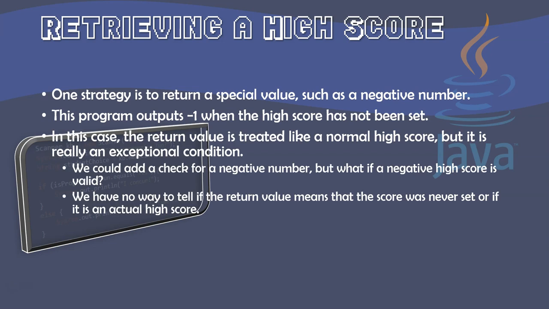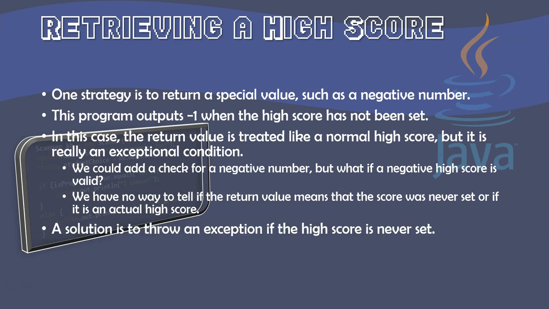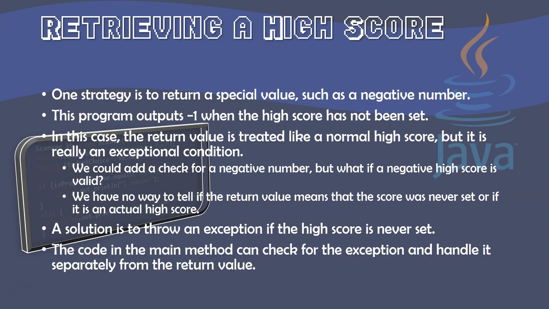In this case, the return value is treated like a normal high score, but it's really an exceptional condition. Now, of course, we could do things like add a check for a negative number, but what if a negative high score is valid in this case? What if you can have negative scores? So we have no way to tell if the return value means that the score was never set or if this is an actual high score. So therefore, a better solution is to throw an exception if that high score is never set. The code in the main method can check for the exception and handle it separately from the return value.